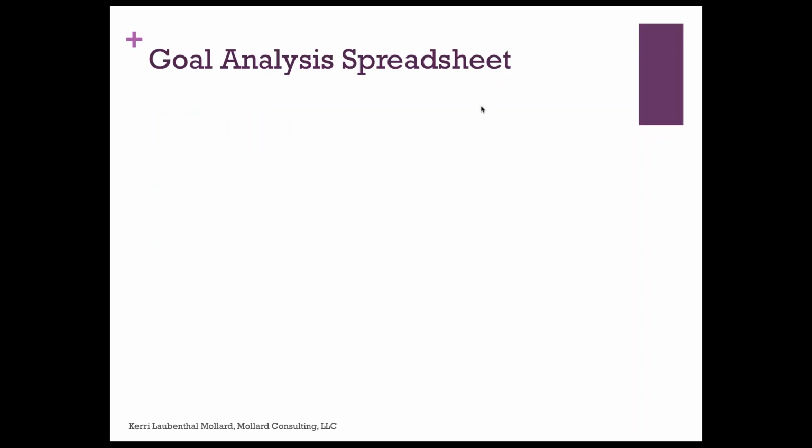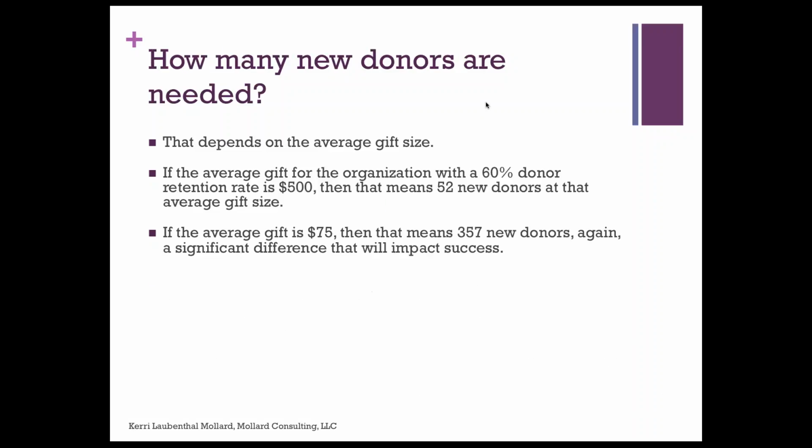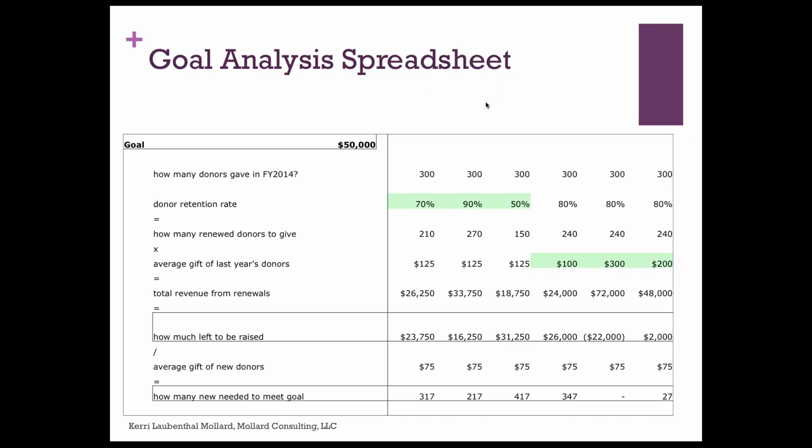frustration. So what does it look like to put this into a spreadsheet? Sorry, I moved my mouse and I moved everything. This is the spreadsheet that is in the handouts that can be downloaded. So we're going to say your goal is $50,000. How many donors gave in FY14? Across the columns to the right, 300 donors. That number stays static. So we're always starting with a baseline of X number of donors, and in this illustration, it's 300. Okay, so what's your donor retention rate? In the first column, it's 70%.